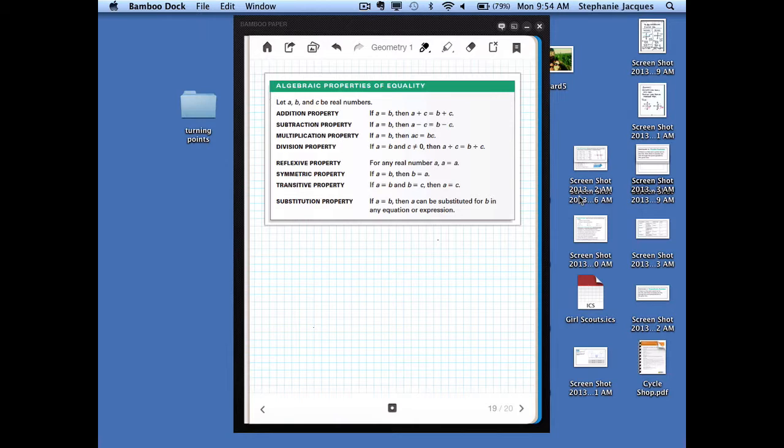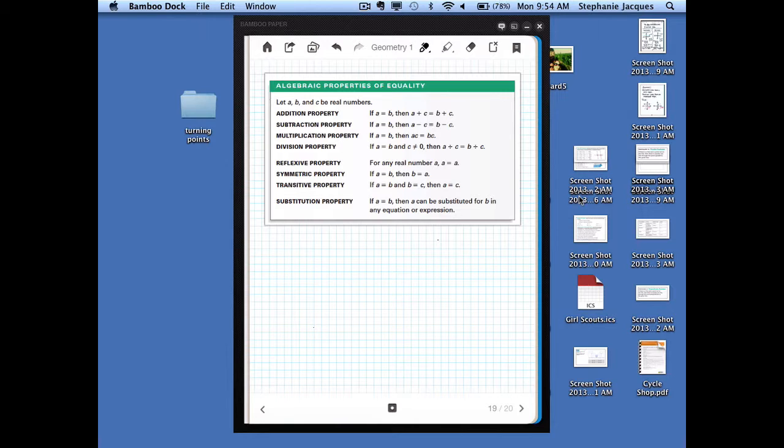Substitution property, if A equals B, then A can be substituted for B in any equation or expression. That just means that if you have a variable and it equals like 5, you can plug that in anytime you see an x. Or let's say A equals x plus 4 and B equals y plus 7. You can plug those in for the A and the B wherever you want.